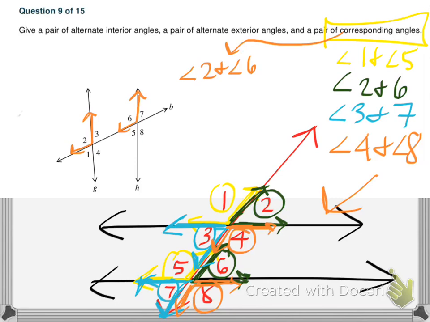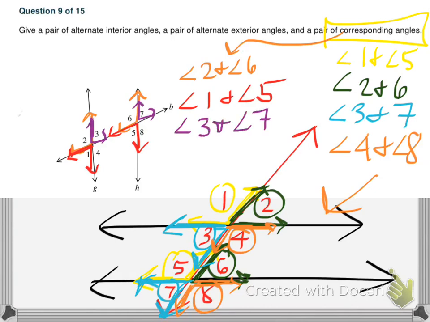We'll do red this time. Let's take a look at angle 1. What angle looks like angle 1? Angle 5, very good. So angle 1 and angle 5. Let's continue on now. Let's take a look at angle 3. Our angle 3 looks like angle 7, or is in the same position as angle 7.